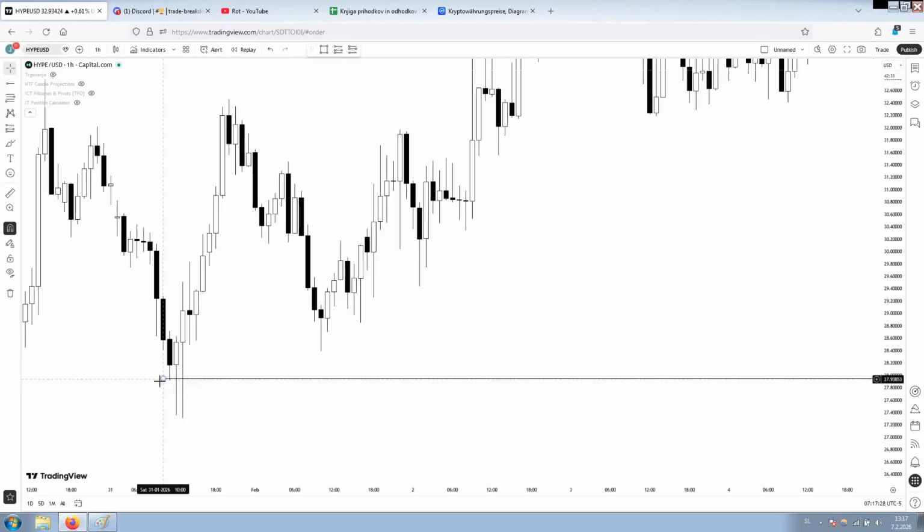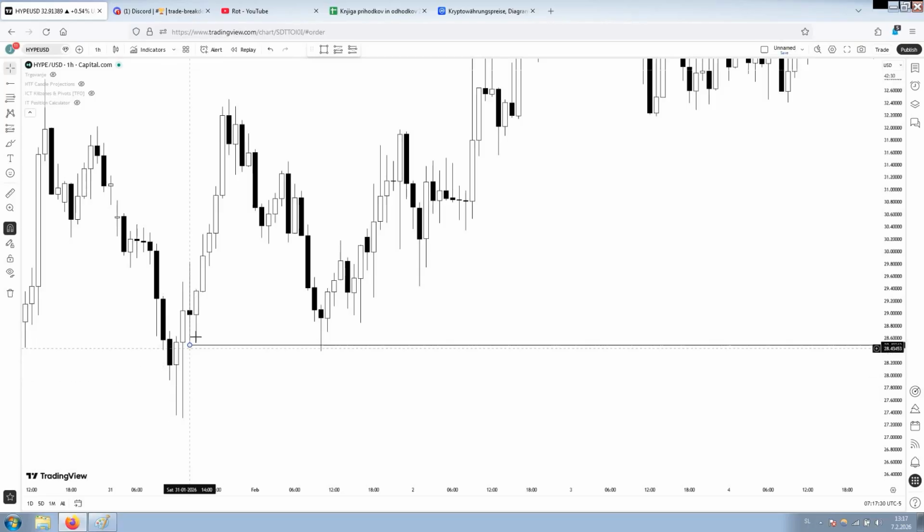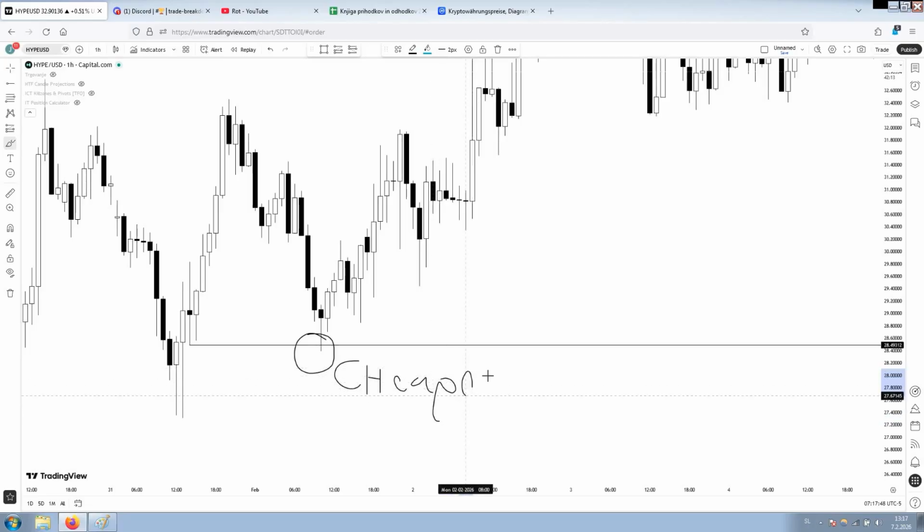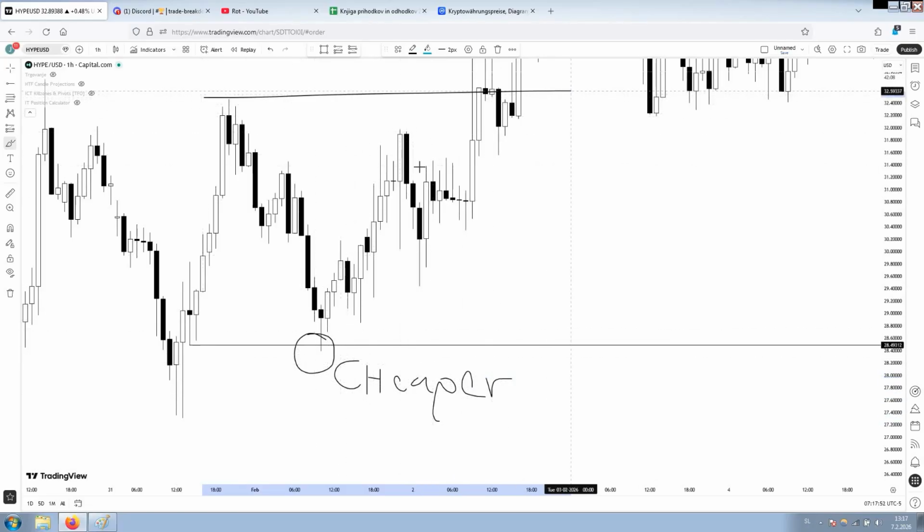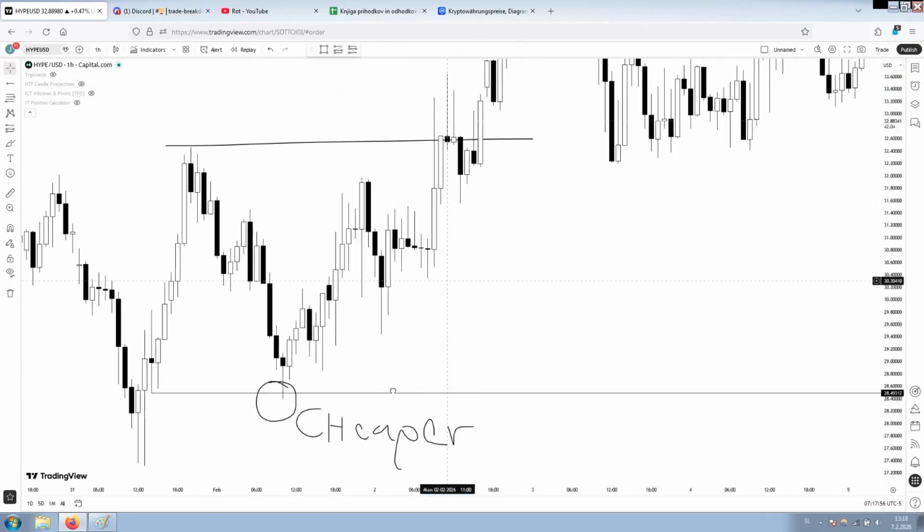For example, here we have a low, okay? And what I wanted to show you is what the bank does at this point when they sweep liquidity. Here they could buy for cheaper, okay? Here they bought stocks for cheaper, and then over here they could sell them for a more expensive price, okay? So they have a massive profit.